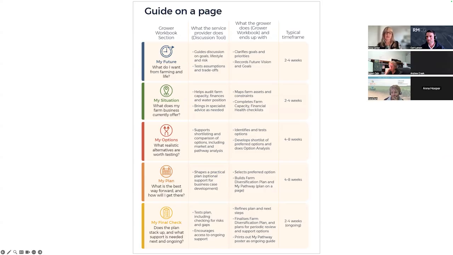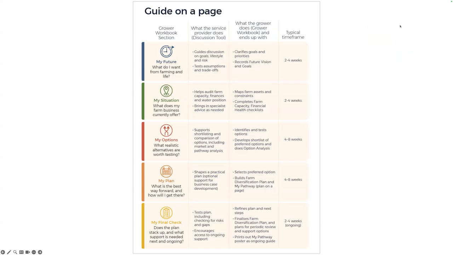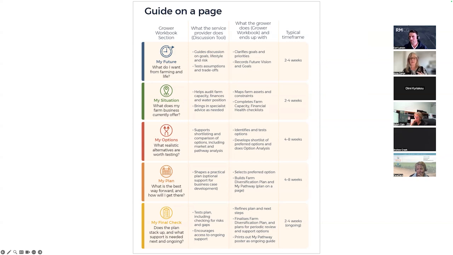5 parts. My future, which is focused on what it is that the grower aspires to get out of their farming life in the coming 5 to 10 years. My situation, which is really about understanding deeply what the current farm offers and what situation the grower is in. You can see over there on the right-hand side that there are some ideas about the typical time frame that you might need to use to work with the grower to do a good job of these. And I'm going to go into these 5 components in a lot more detail in a moment. I just want to give you the global picture.